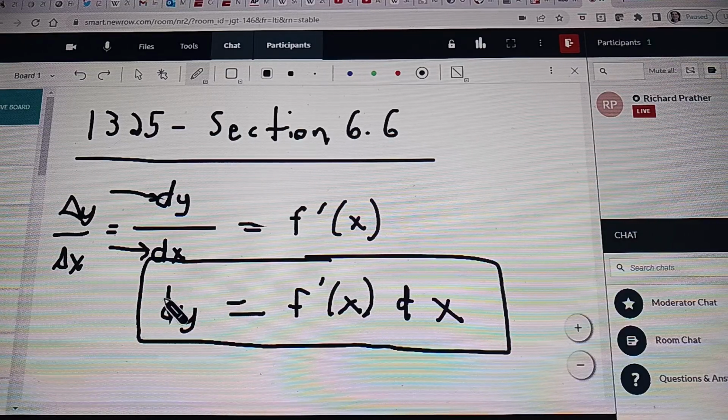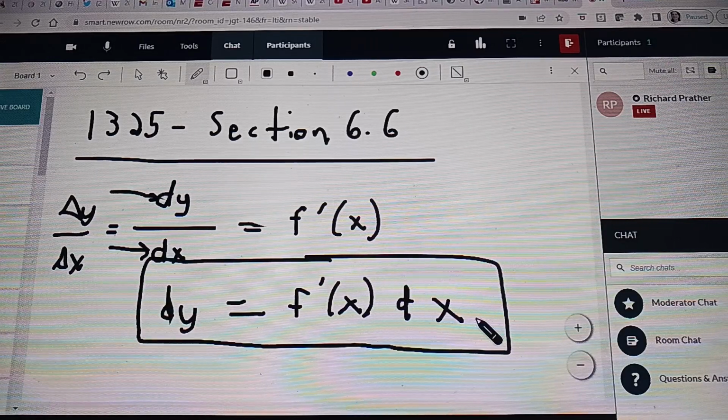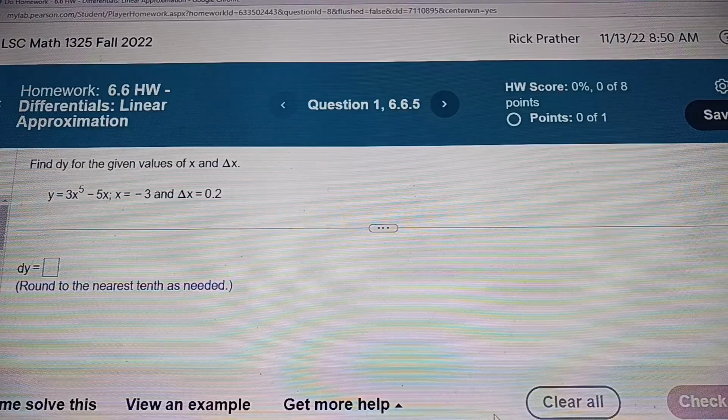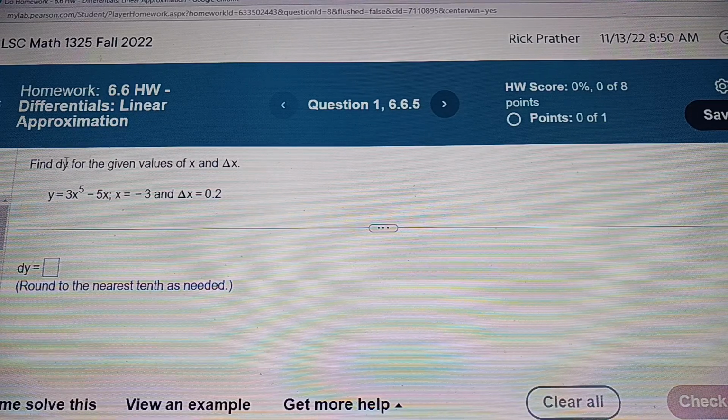The derivative of y, one way to write it, is f prime of x times dx. Instead of saying dy over dx equals f prime of x, just move the dx over to the other side of the equation. So they're going to give us an x value to work with and a small change in x, and then the goal is to figure out how y is changing. So find dy for the given values of x and change in x. And the change in x is the same thing as dx.